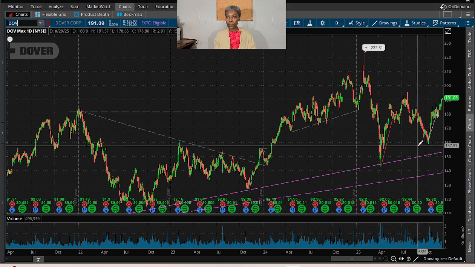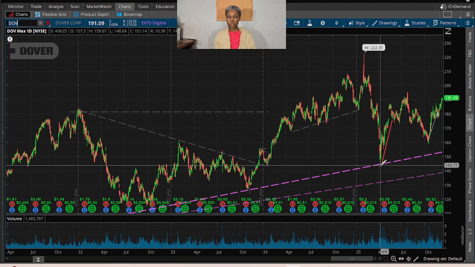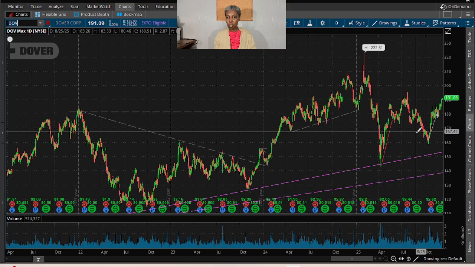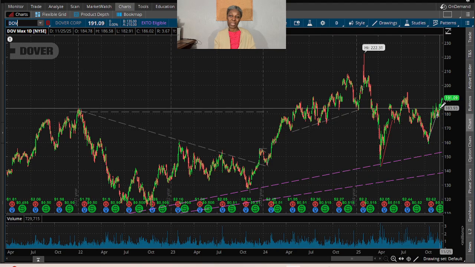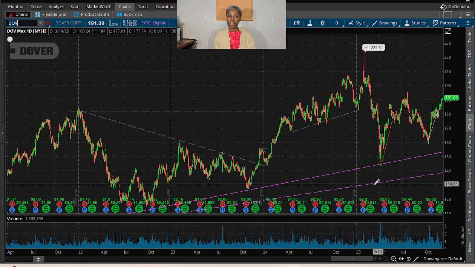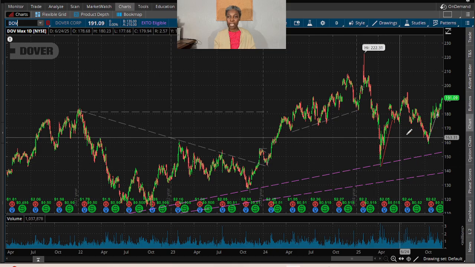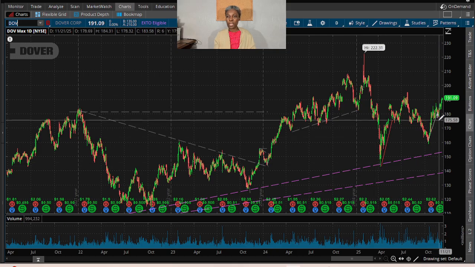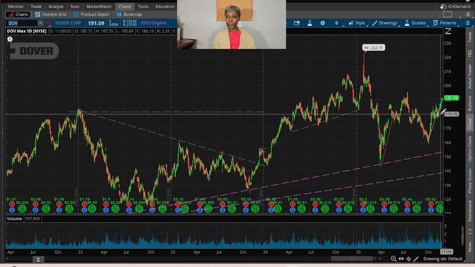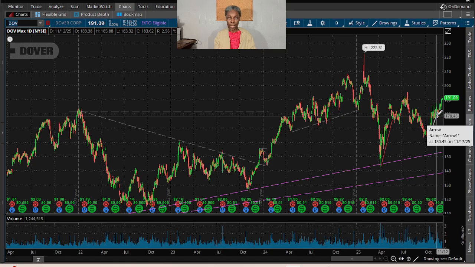So DOV touched base with this support line. That's where we want to buy, and it went up, pulled back a little bit and started going up from there. I assume it is pretty much done touching the value line and it is on its way up. So I didn't enter it around this area, but I entered it there. So we have an arrow there.